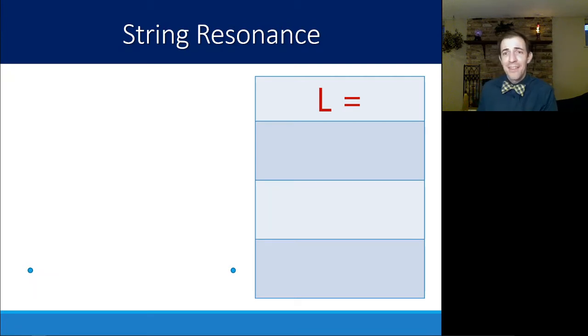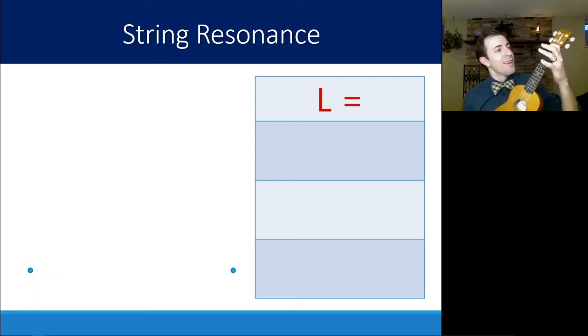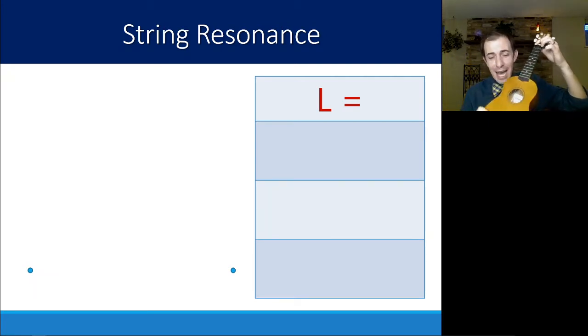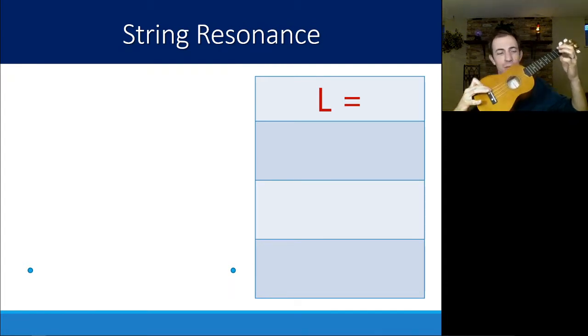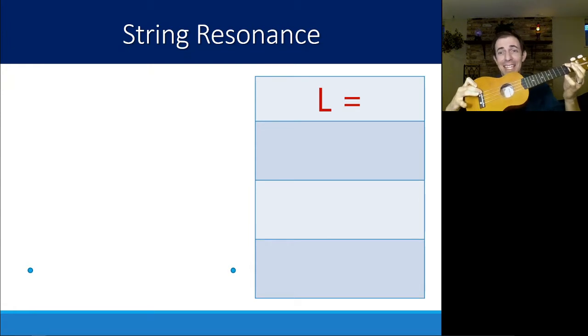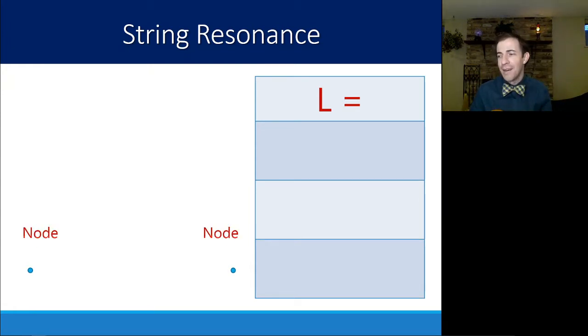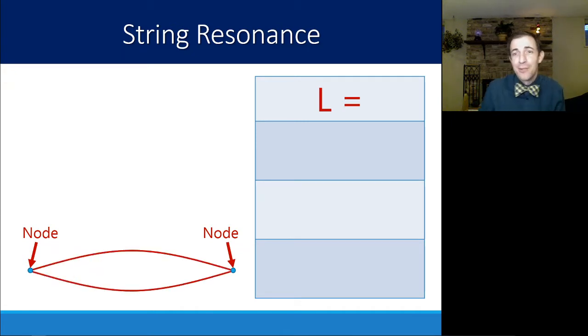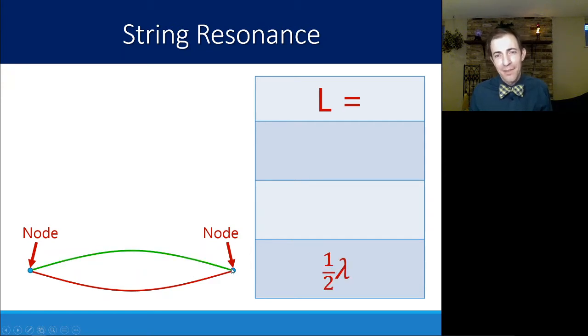In this case, if I look at my ukulele, the string is fixed here at the top and it's fixed here at the bottom, which means that they cannot have any amplitude. They're fixed. That's just the design of the instrument. So we have to have a node on both ends. Starting with the simplest wave that has a node on both ends is one that just has 2 nodes. It's one standing wave, which is half of a wavelength.